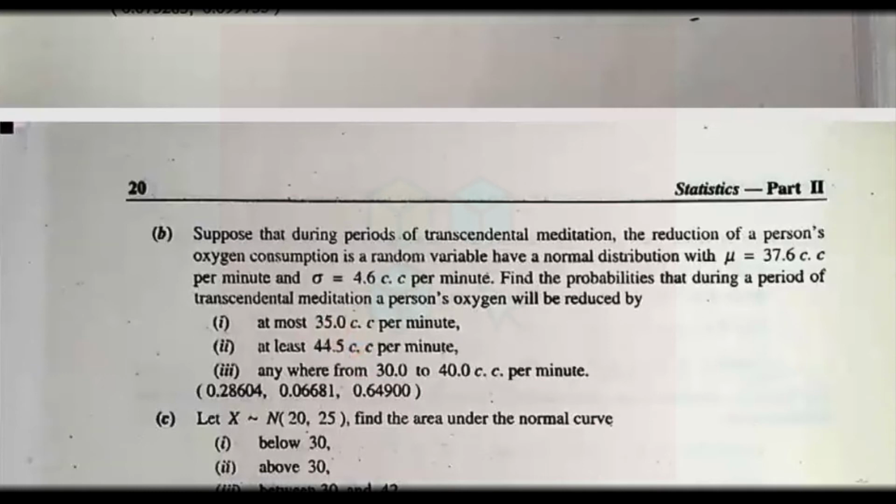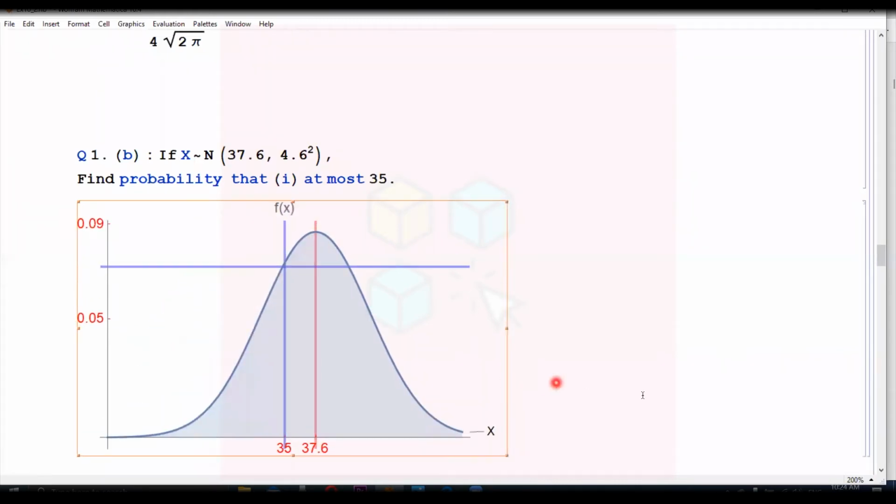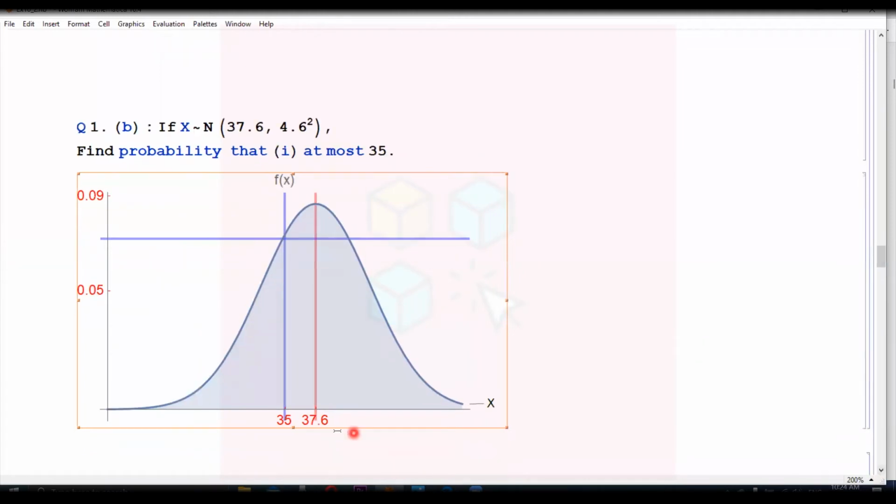So we will solve them one by one. First one is this is x variable. X is a normal variable with mean 37.6 and standard deviation 4.6 whole square. It's a variance. Find the probability that at most 35. You can observe from this figure that in the middle there should be its mean representing by the red line. It's 37.6. So this is our mu.